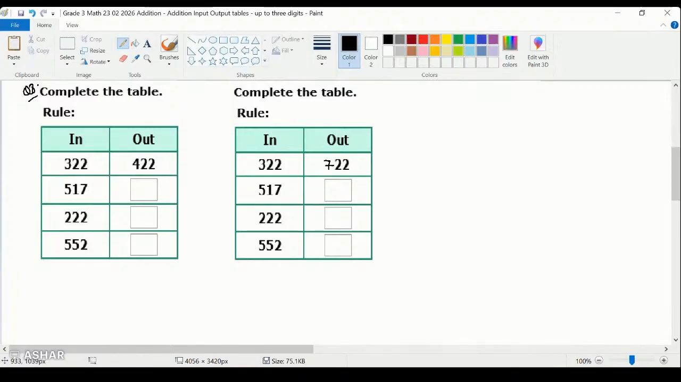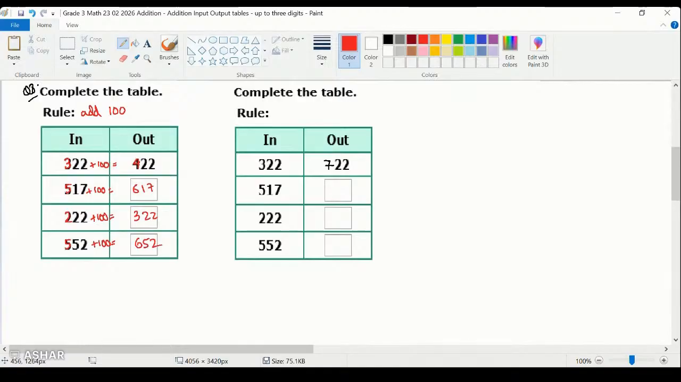Can I have the answers for question number 8? The rule is add 100. How do we know? The 100 position is changing, right? So we can say add 100 was the rule. If we add 100 over here, only the 100th position changes. 617 plus 100 would be 717, 322 plus 100 would be 422, 552 plus 100 would be 652. Agreed?